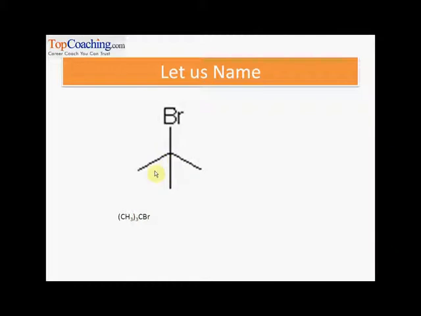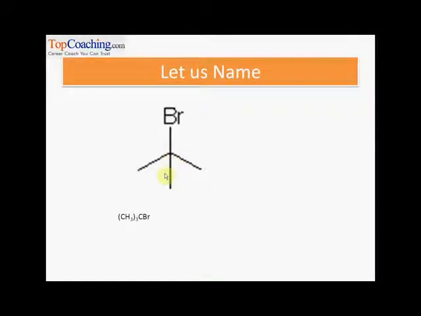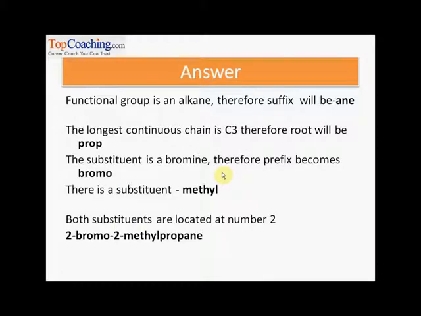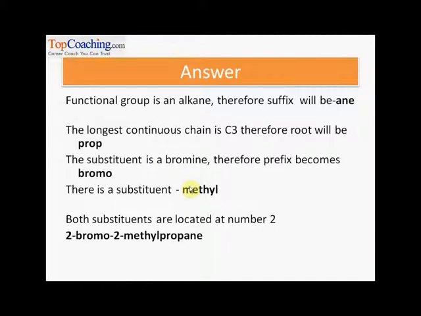Okay, so this is nothing but 3 methyl groups, CH3, C, 1 carbon over here, CBr. So here functional group is an alkane, so suffix would be -ane. What is the longest continuous chain? 3 carbon atoms, right? Hence root would be prop, substituent is bromo. There is another substituent, methyl. So this is the longest chain that is there. Both bromine and methyl are on number 2. Hence, the IUPAC name would be 2-bromo-2-methylpropane.